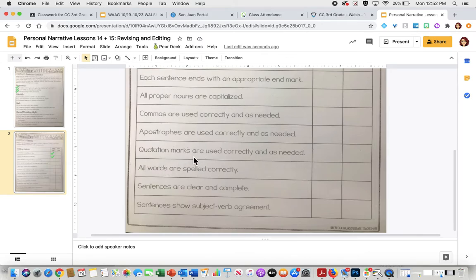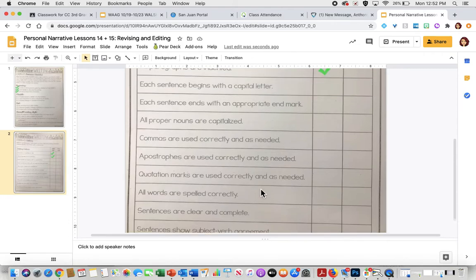So anytime you're using dialogue, whether it's something you said out loud or something you said in your brain in the story, you need to make sure you include those quotation marks. We talked about that during the dialogue lesson. So if you need to go back, please rewatch that video because that's going to really help you make sure that you are using your quotation marks correctly.